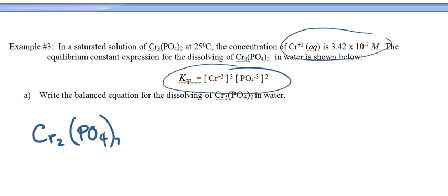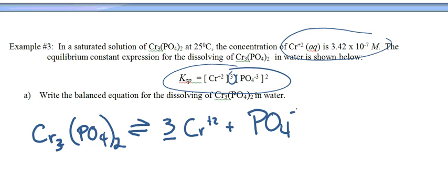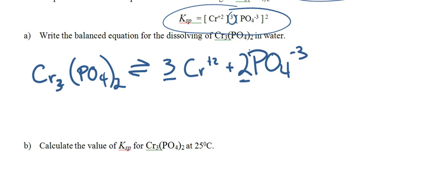Oops. That should be a 2 there, and that should be a 3. Sorry, guys. And so that means we'll have 3 chromiums again. That's our hint to tell us how many we have. And phosphate, and put a 2 there. Okay. So there's your balanced equation.